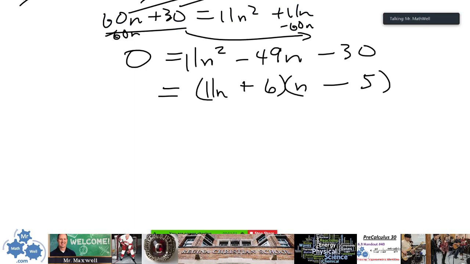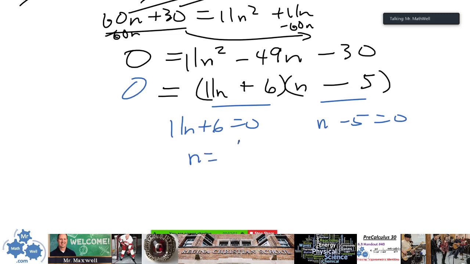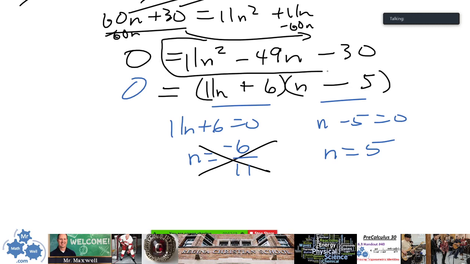But the possible solutions here now, because that equals 0, I let each of these equal 0. So 11n plus 6 equals 0, and n minus 5 equals 0. I get n equals negative 6 over 11 here, and n equals positive 5. The question asks for integers. So guess what? I'm going to reject this one. It's not an integer.